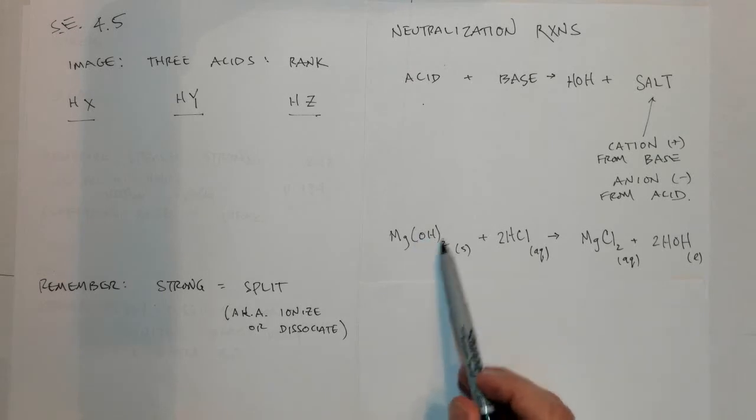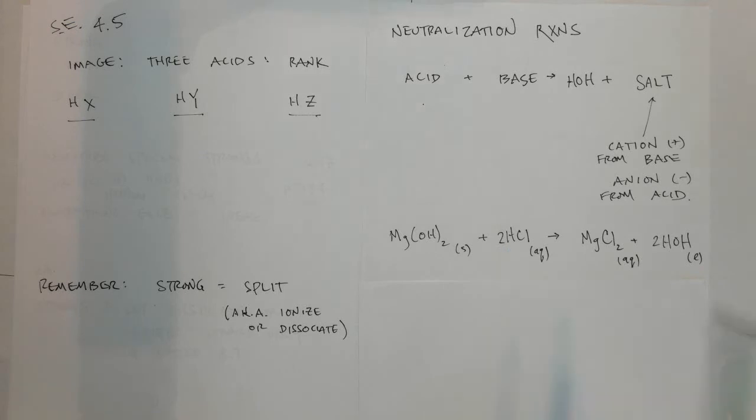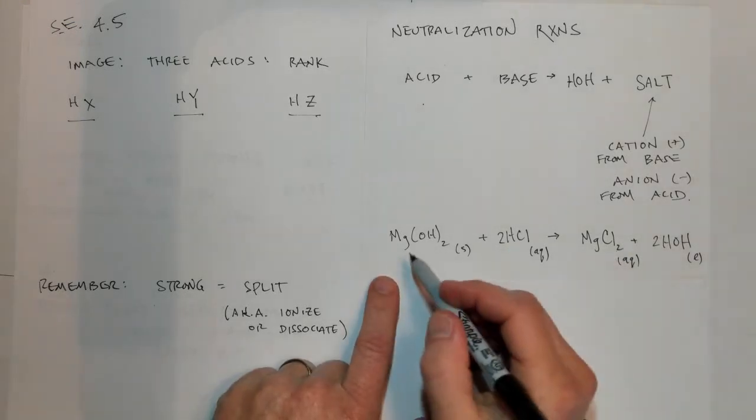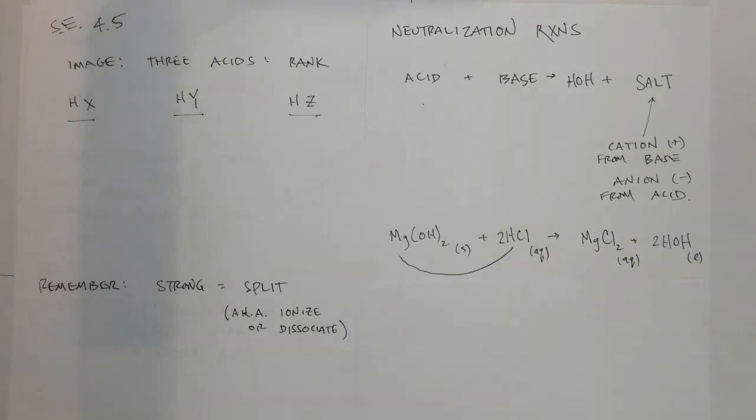Magnesium hydroxide would be our base because it contains OH. HCl would be our acid. It's a strong acid. And then what happens is we exchange the positive ions, just like we did in metathesis or double replacement reactions that formed a solid last video cast.